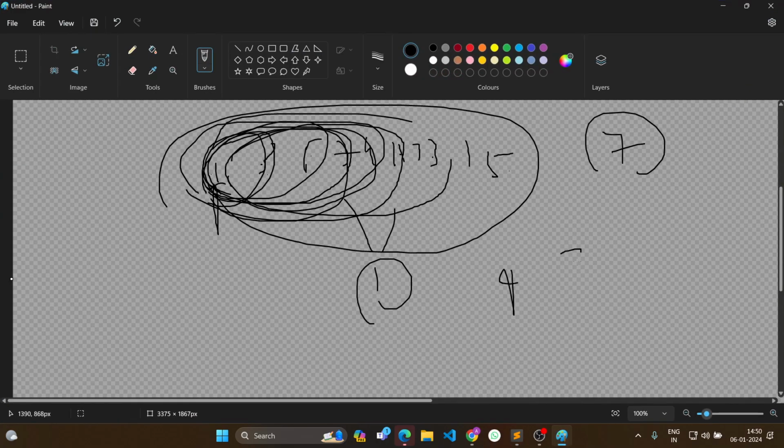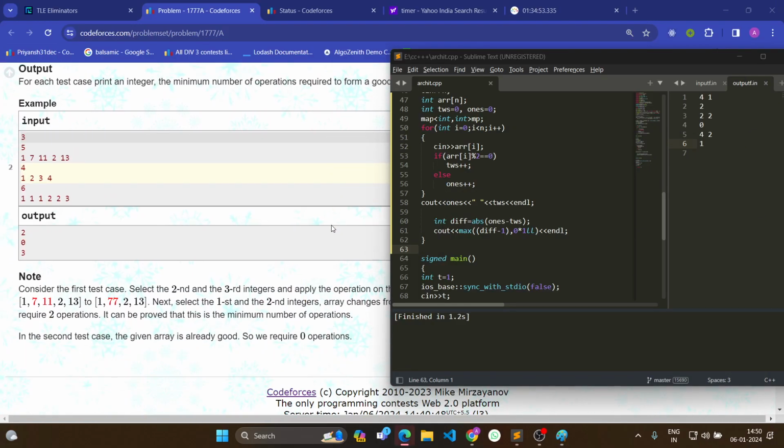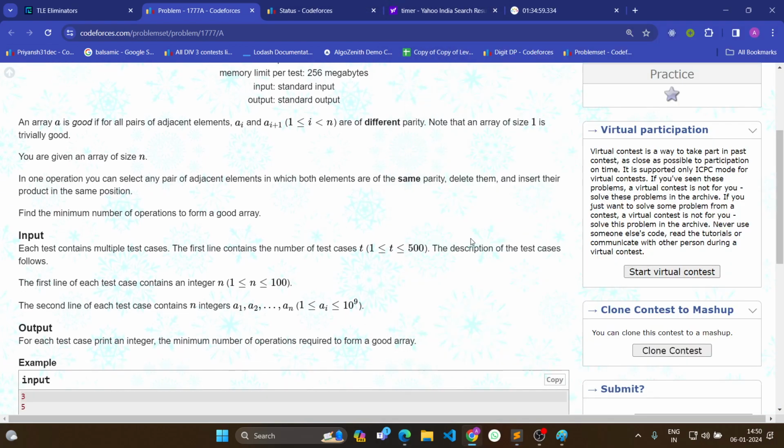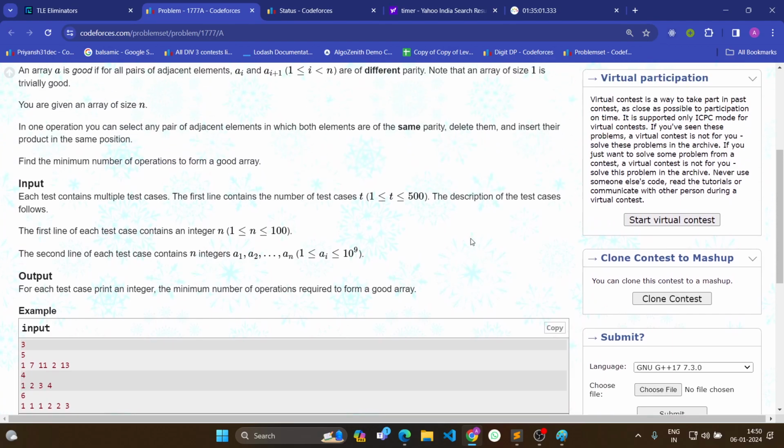If it is 4 and 2, like 1 1 1 1 and 2 2, I can make sure 1 2 1 2, then 1 1. This is different, this is different, this is different, this is different, and only this is the same. So the answer is correct in just one operation. Good means AI and AI plus 1 are of different parity for all I from 1 till n.